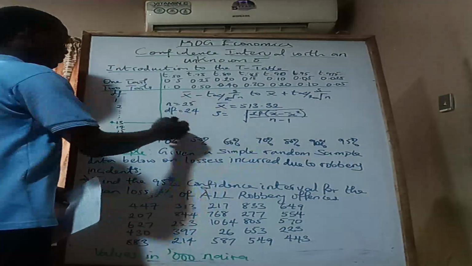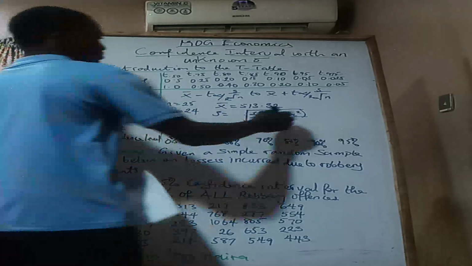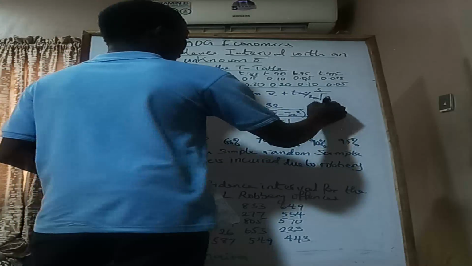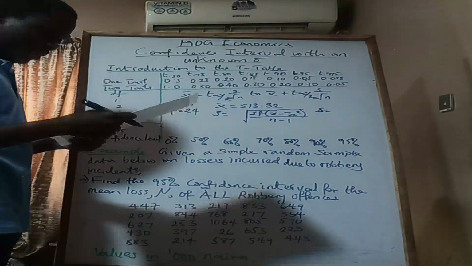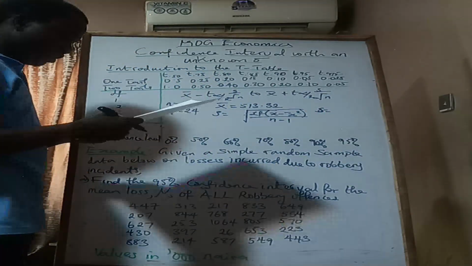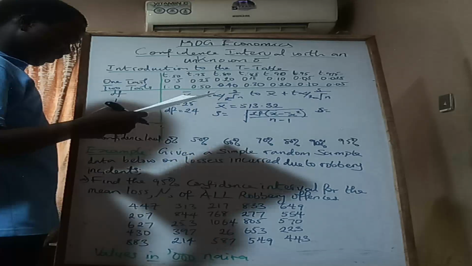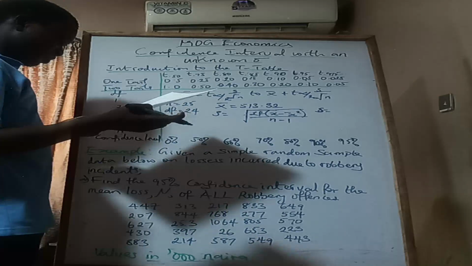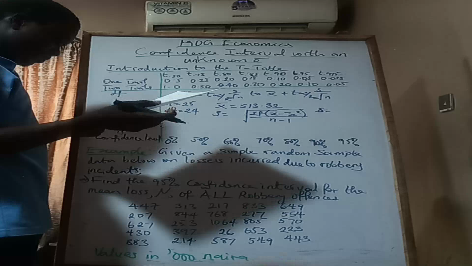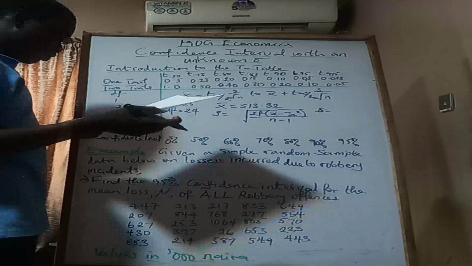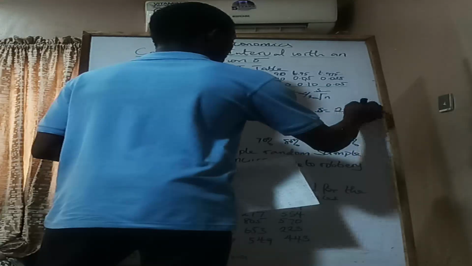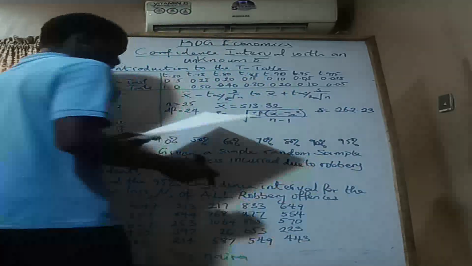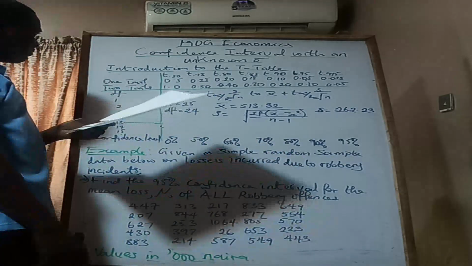So when you do everything, you will be getting a standard deviation of, I think, 262. Is it? I'm seeing here the standard deviation is 262.23. So that's our standard deviation. I think we have everything.